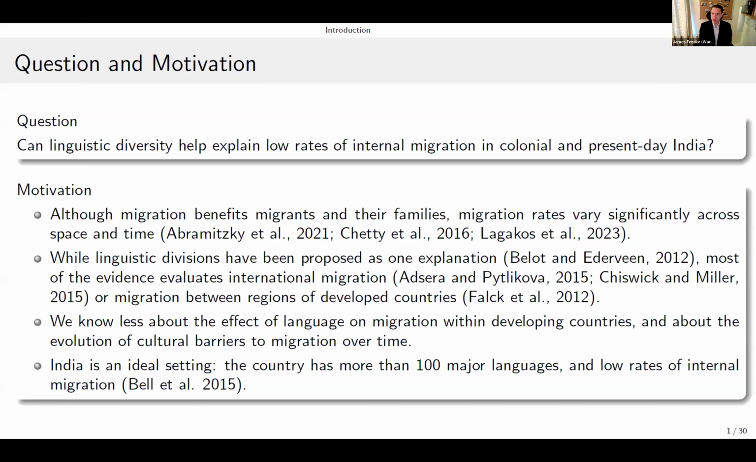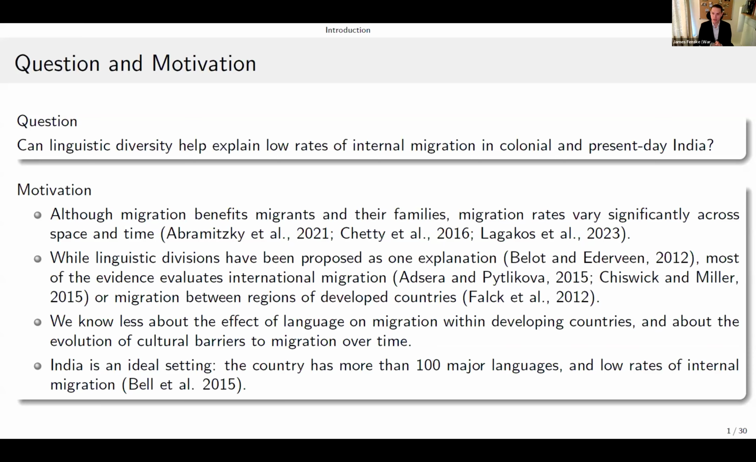If we wanted to look at within-country migration, and if we wanted to look at how language has restricted within-country migration over time, India is really the place to do it. India has a large number of internal languages that are widely spoken, and some of them are very dissimilar from each other, coming from different language families. That sort of linguistic division often isn't found within European countries.